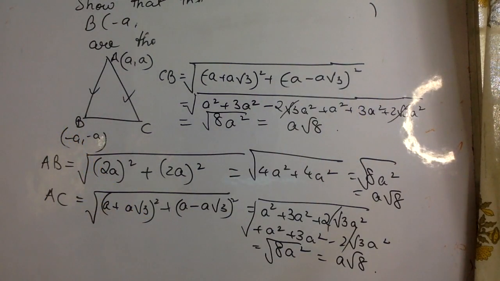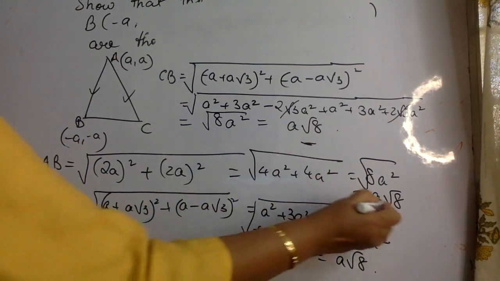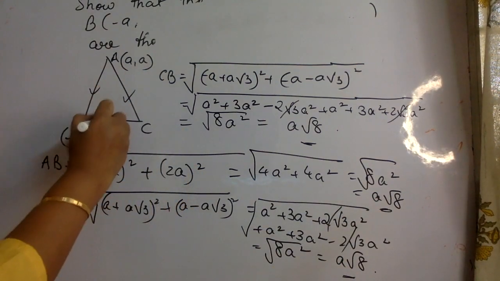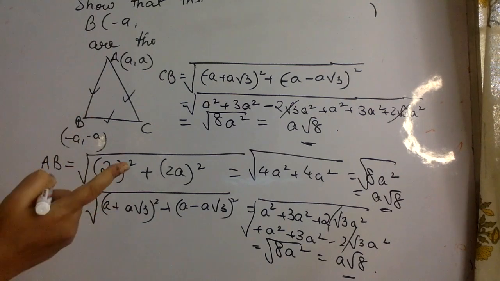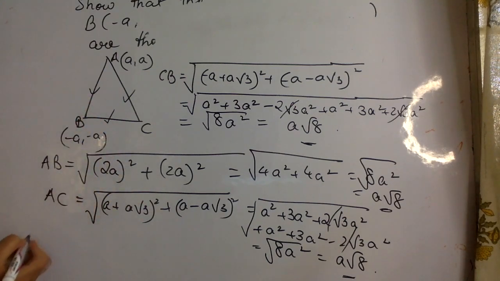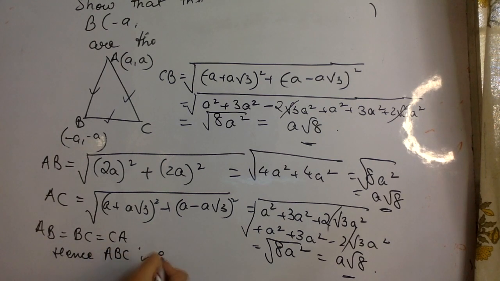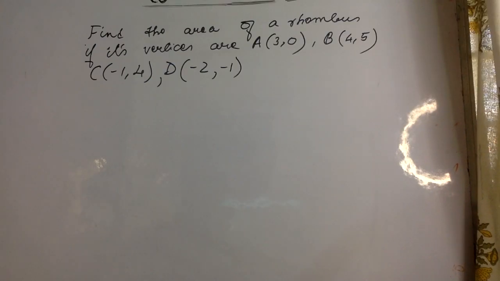So what do you see now? This is equal to this and is equal to the last one. So all the three sides, AB is equal to BC is equal to CA. Hence triangle ABC is equilateral. Okay, please write the statement equilateral. So that is it. So this is our next question.